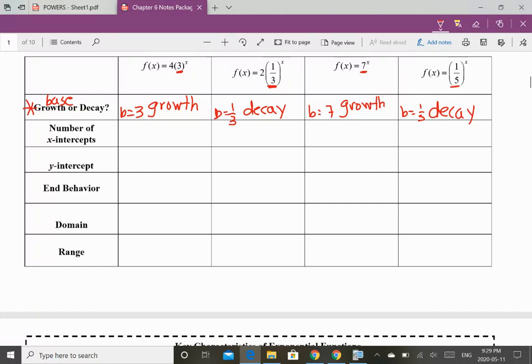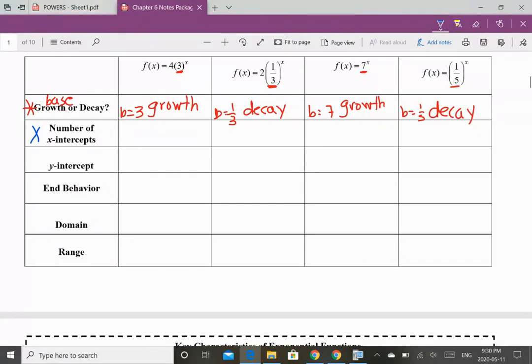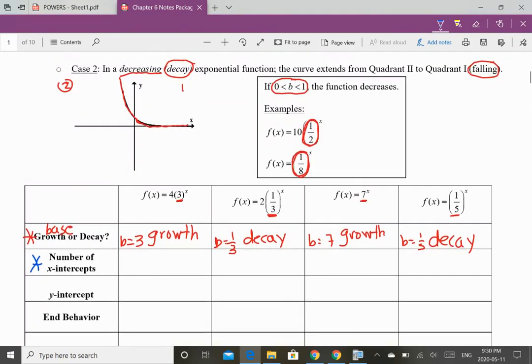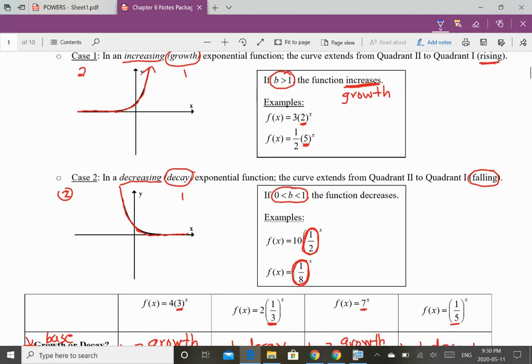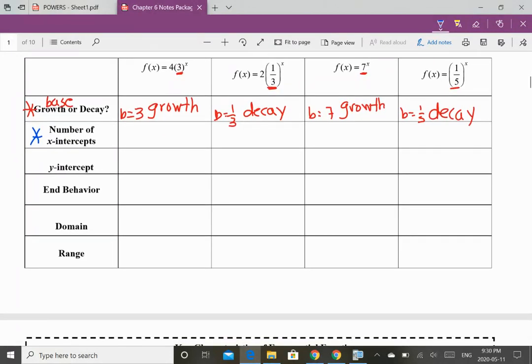We can also answer this next question without doing any graphing. The next question says the number of x-intercepts. If we back up a little bit, we said that the graph never crosses or touches the x-axis. We said it gets super, super close. It kind of rides on top of it here and here, but it never actually touches or crosses the x-axis. What that means is there are no x-intercepts. So I can go ahead and write none for all of these functions.